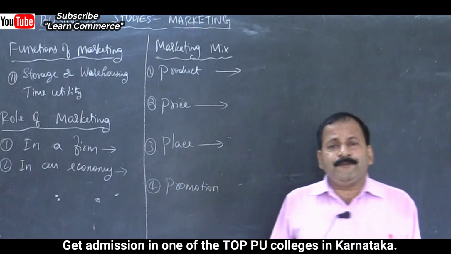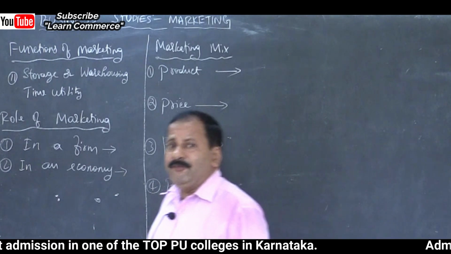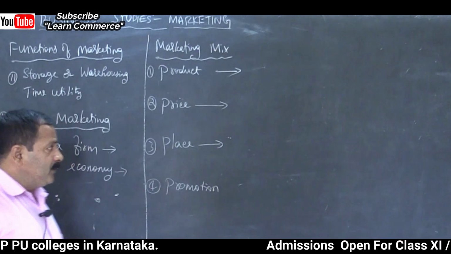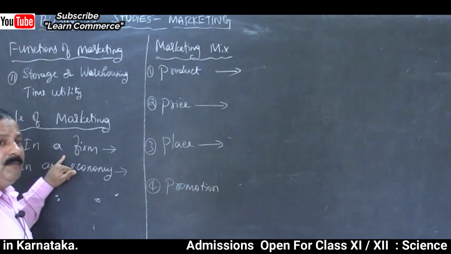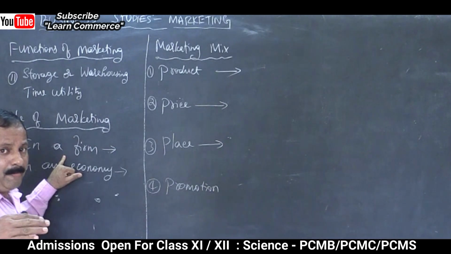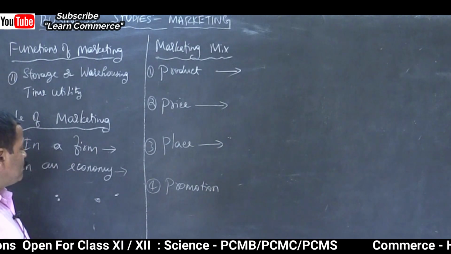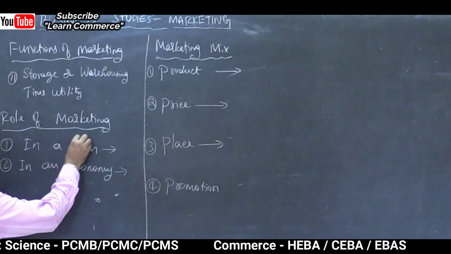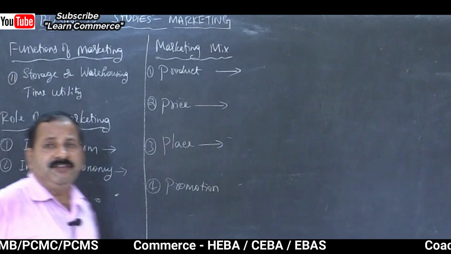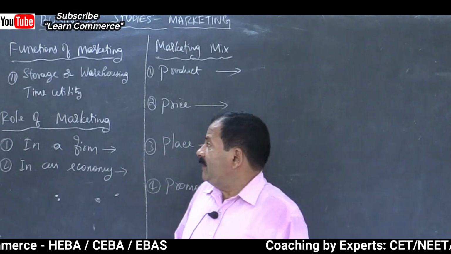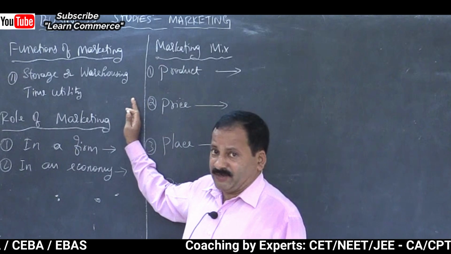In a firm, what is a firm? Firm is an individual business unit, isn't it? Maybe small or big. But remember, there is a difference between firm and industry. Firm is a part of industry. Let me give the best example: steel, isn't it? Steel industry. There may be many players in the steel industry.